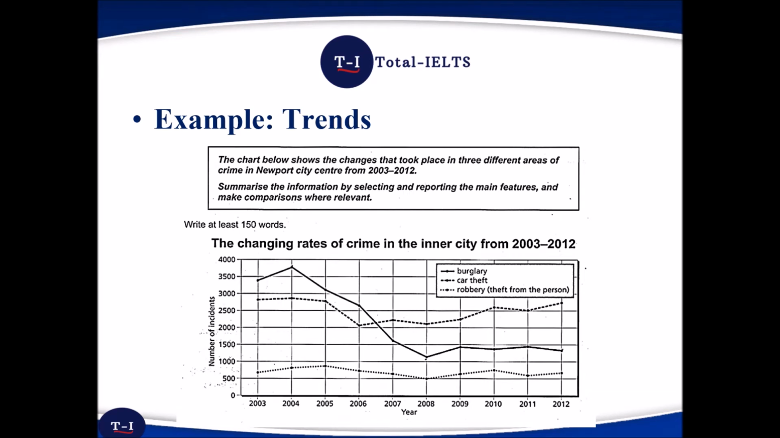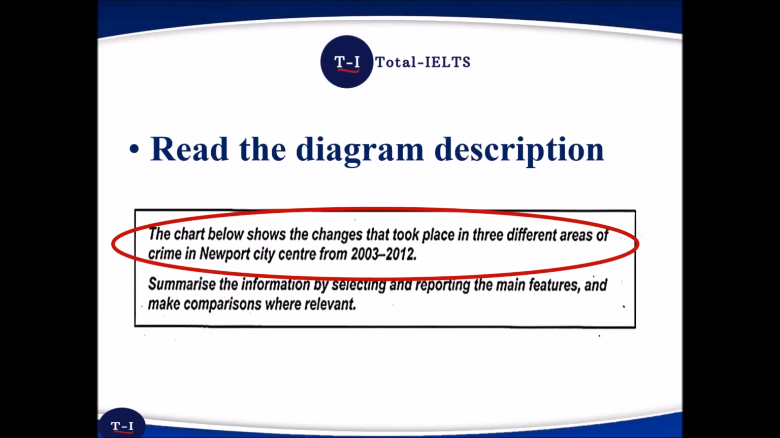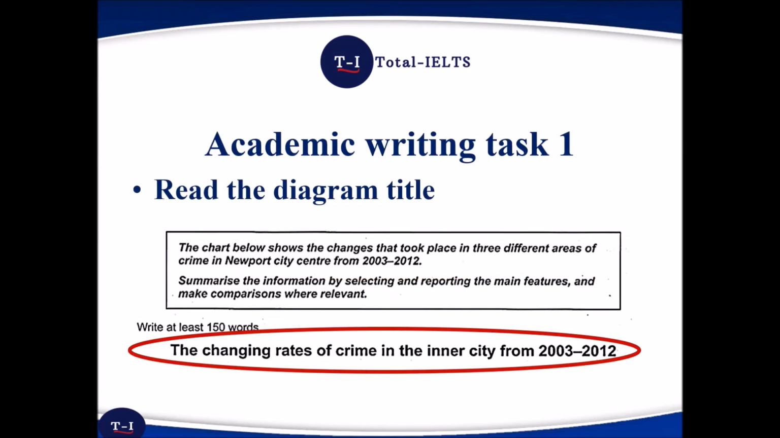Here's the example diagram showing trends of crime rates in the inner city from 2003 to 2012. Read the diagram description. All diagrams will have a description, and this one describes exactly what the chart shows. Most diagrams also will have titles, and here the title is a paraphrase of the description, and sometimes the title is a direct copy of the description.